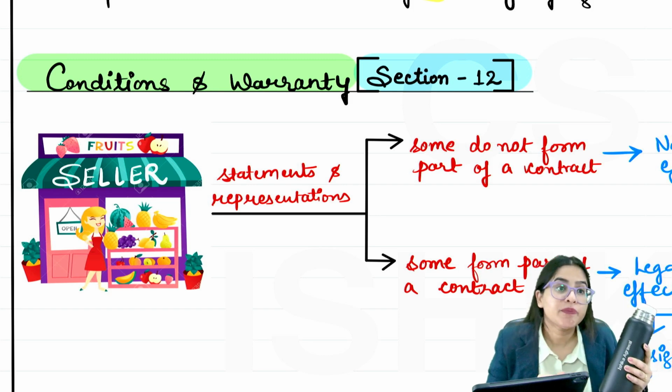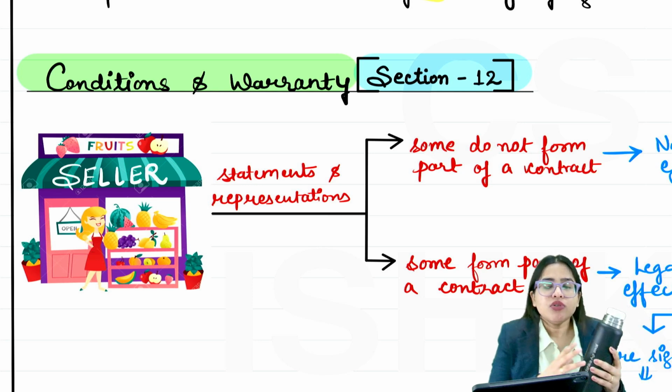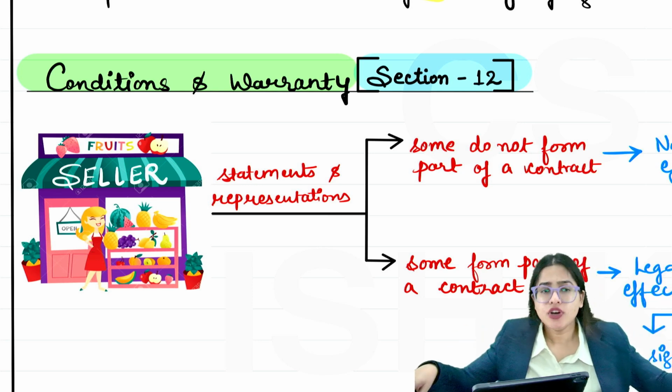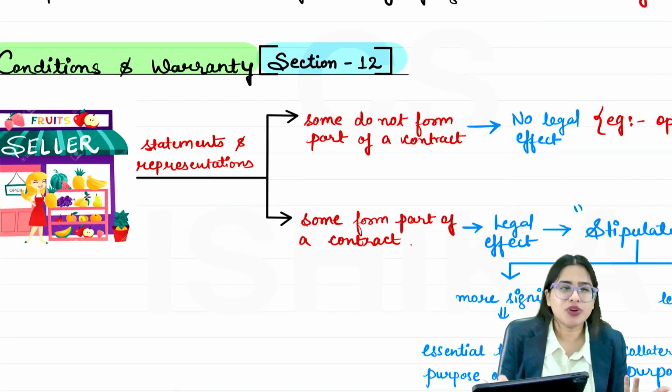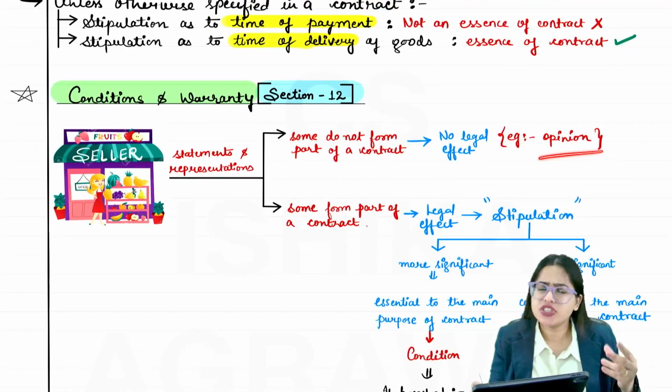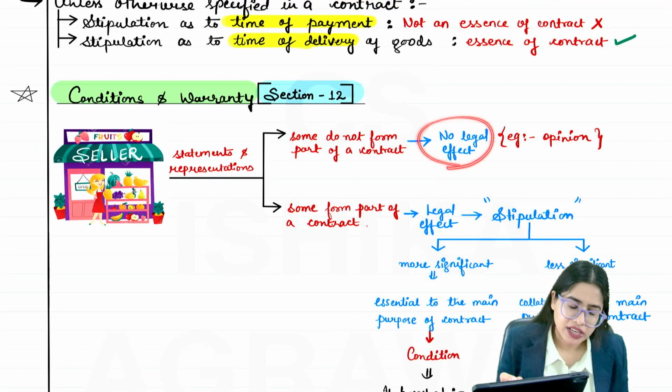What if I'm lying? Then what will happen? A seller, while selling any product, makes a lot of representations and statements. Some statements, we already know, do not form a part of the contract, which are just your opinion and do not have any legal effect.